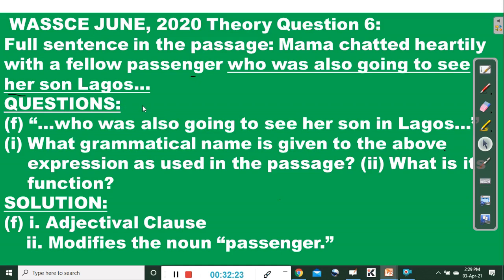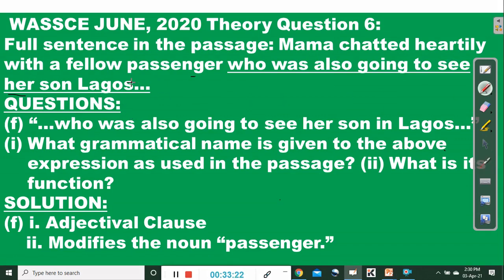Let's begin with the immediate past question, that is West African Senior School Certificate Examination of last year, June 2020. If you look at that, you will find the theory question number 6. This question usually occurs within the comprehension section, and that is a grammatical question under comprehension. Now, here we are given the full sentence in the passage where this particular underlined expression is taken. The full sentence in that passage reads as follows: Mama chatted heartily with a fellow passenger who was also going to see her son in Lagos.